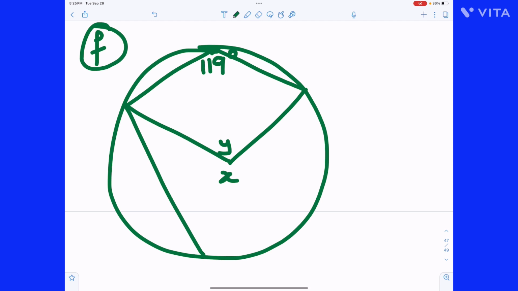YXZ. I think I'm right. Okay, 119. YXZ. So what we need to do here is very simple.